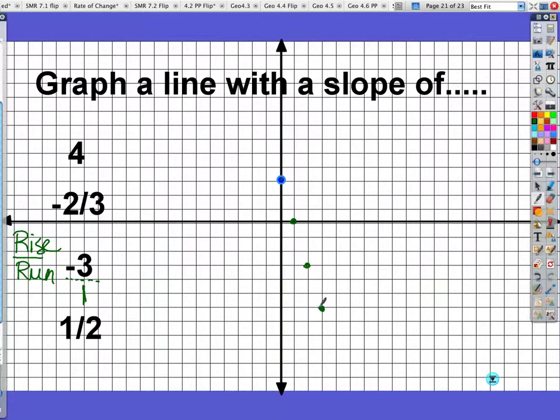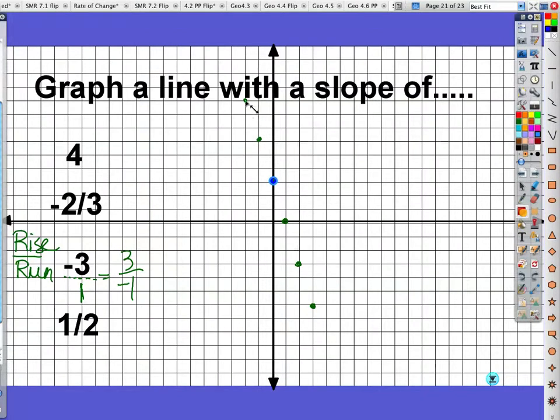And if I wanted to go the other way, it would be 3 over negative 1. Most of us can pattern it out. Down 3 over 1, down 3 over 1, then go up 3, back 1. Okay? And then you make the line through those points, and everybody's happy.